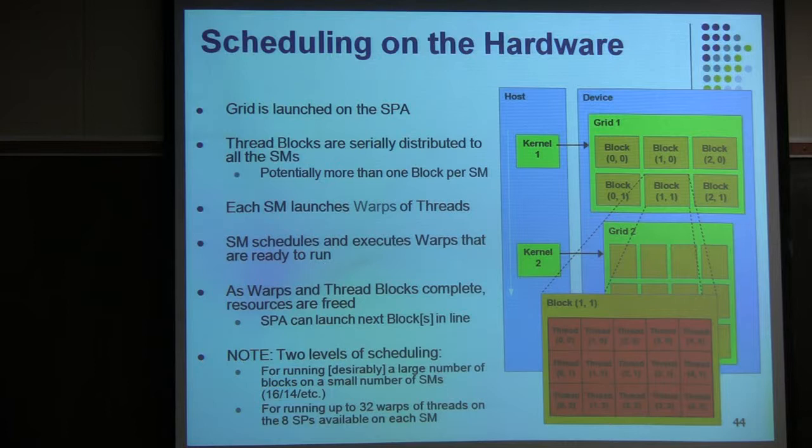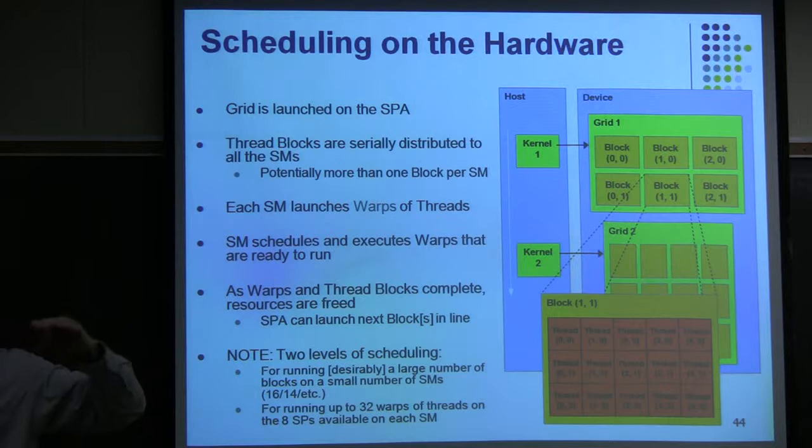On the C1060 GPU, you have 32 warps, and each warp has 32 threads. So basically, one SM can handle 1,024 threads. That's the best case scenario.